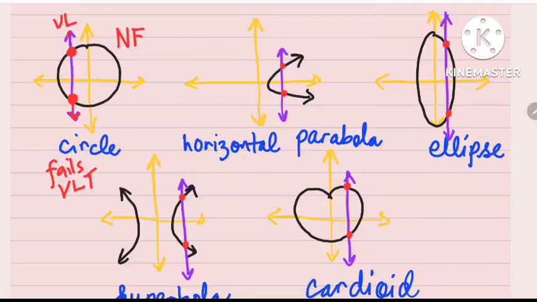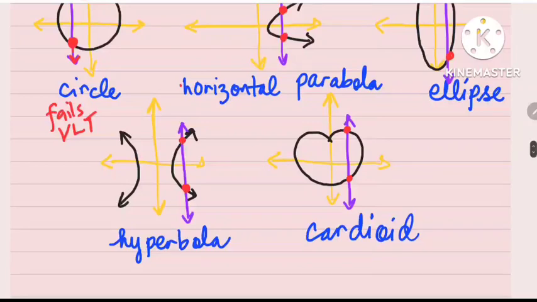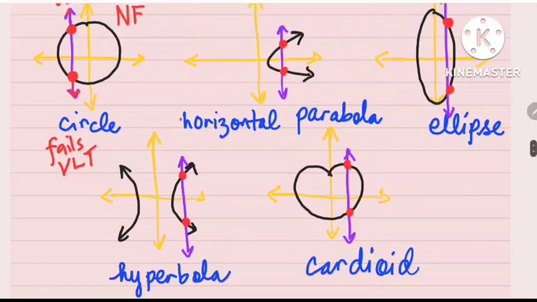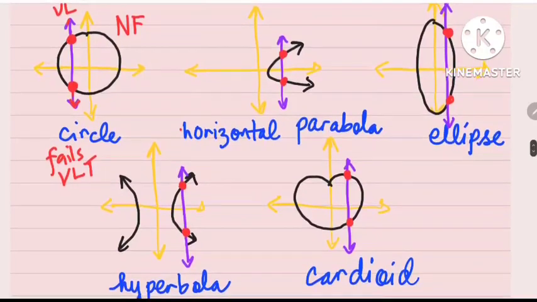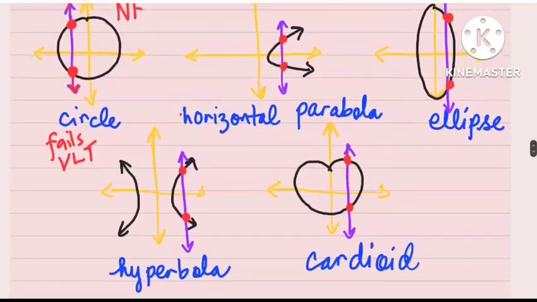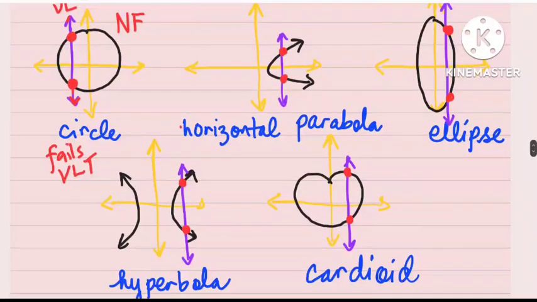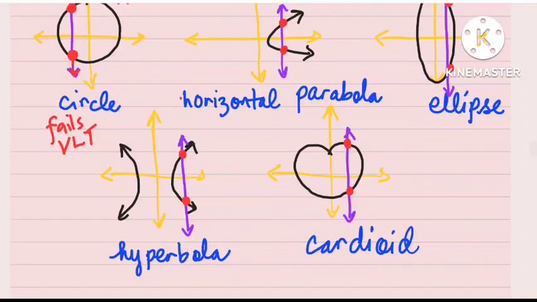Same as the horizontal parabola. Same as the ellipse, the hyperbola, and the cardioid. So these are graphs of relations that are not functions.